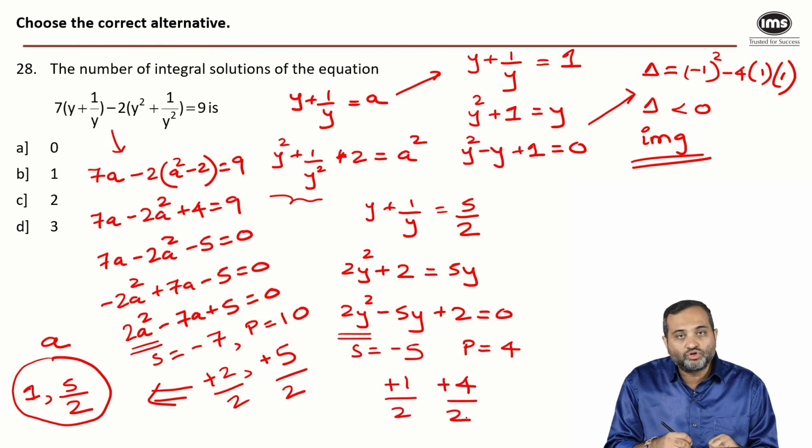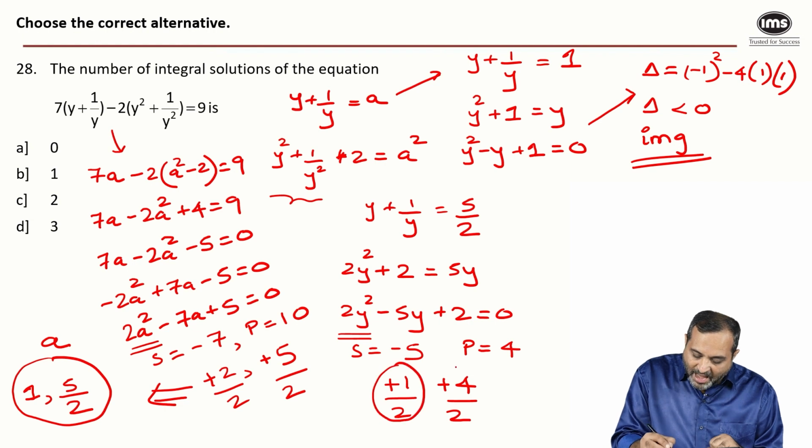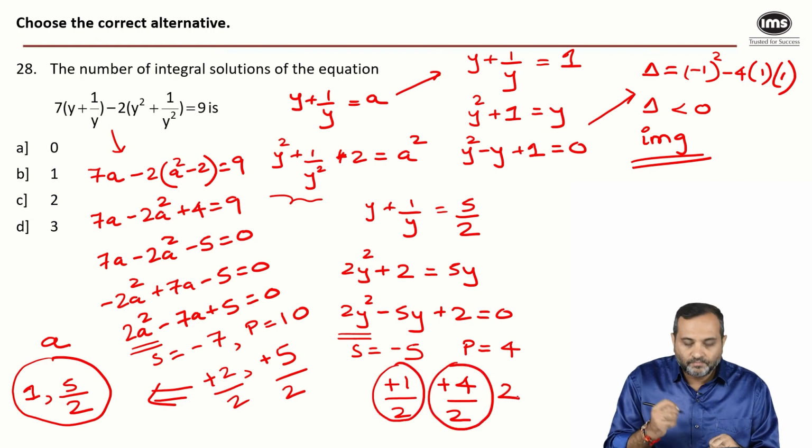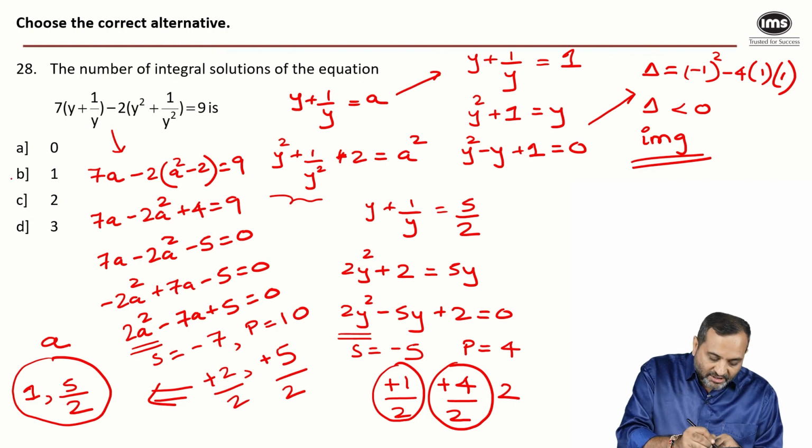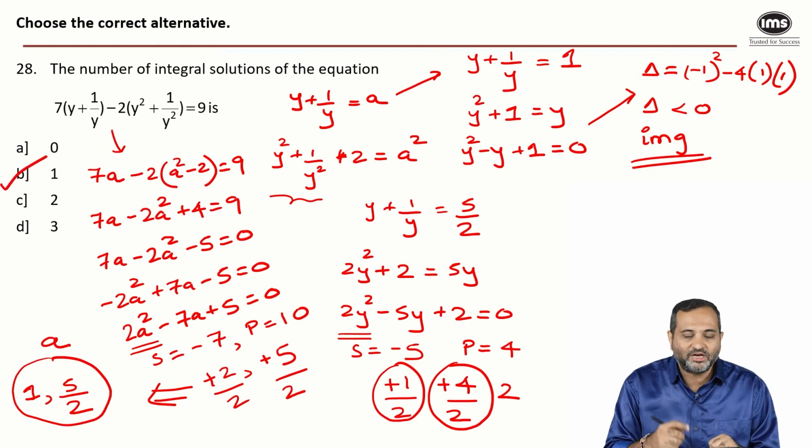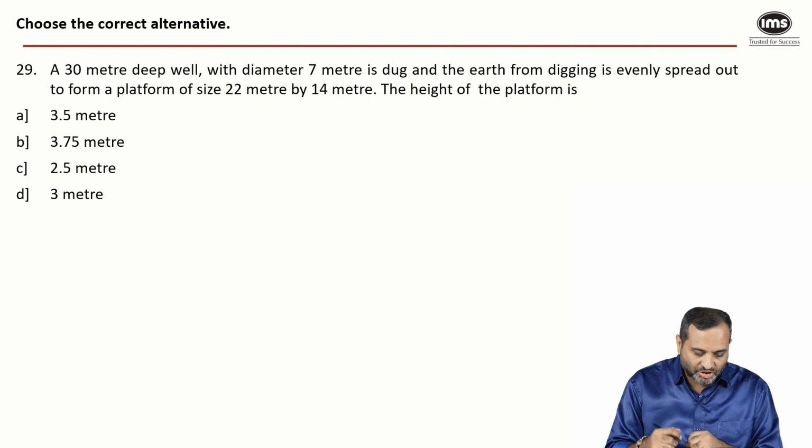So what are the two roots of this equation? Half and 2. So do you see I get one integral value? Hence the answer is option B. There is only one integral value of y which will satisfy the given equation. Let's look at the next question.